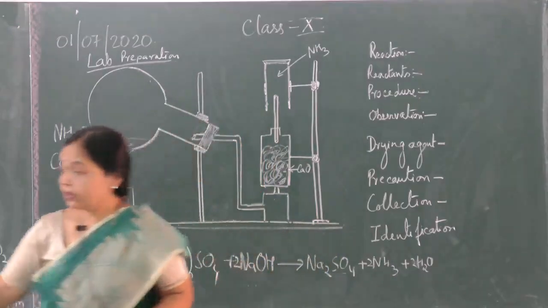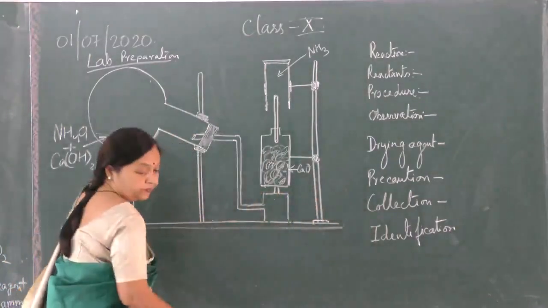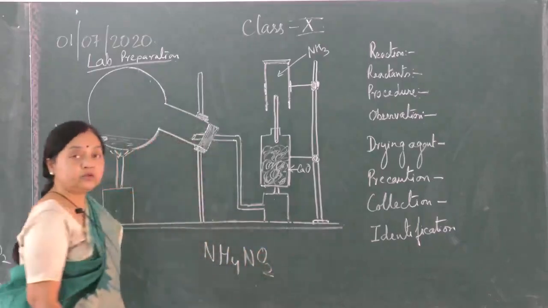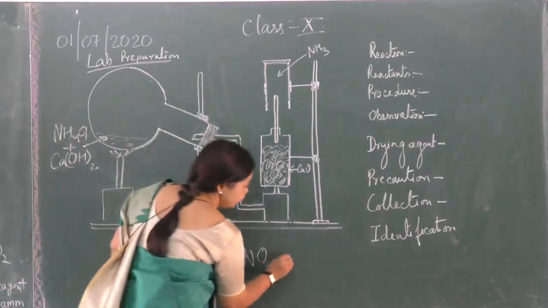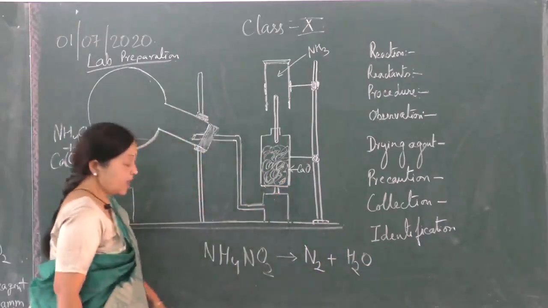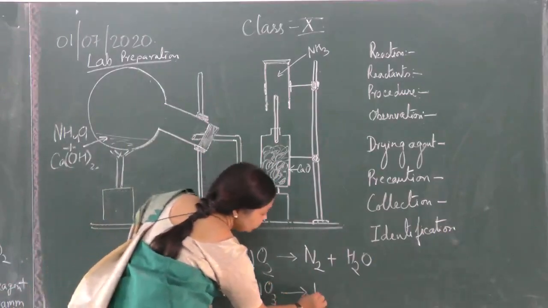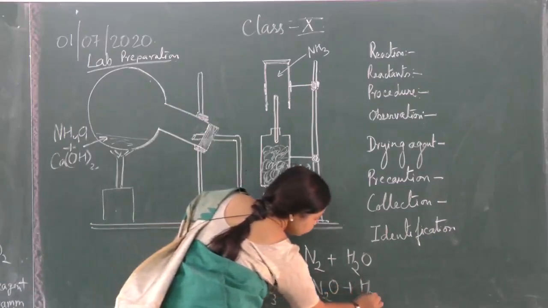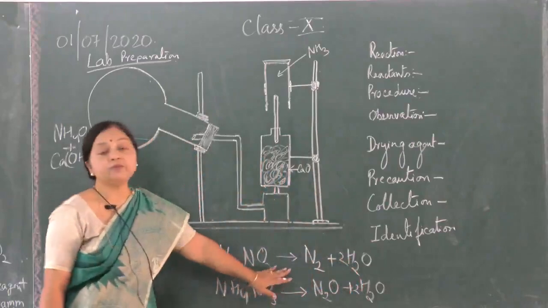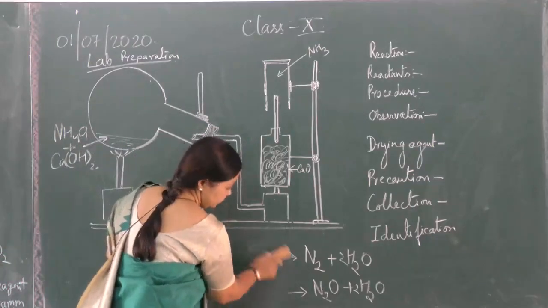Why are they not used? Because they decompose. Ammonium nitrite, NH4NO2, decomposes itself into nitrogen and water. And ammonium nitrate, NH4NO3, decomposes into nitrous oxide, N2O, and H2O. So these are self-decomposing, so we don't use nitrite or nitrate. Apart from this, other salts can be used with caustic alkali.